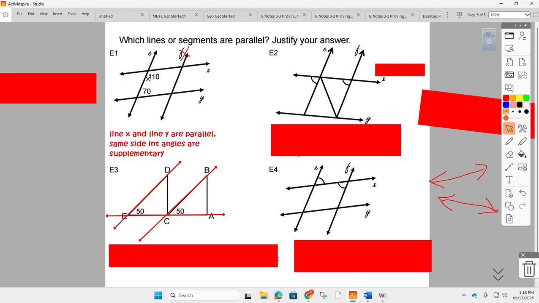So 110 plus 70 equals 180. And that is the definition of supplementary, right? You add the 2 angles together and they equal 180. So now we can say that those 2 lines that are being crossed by line E are parallel lines.